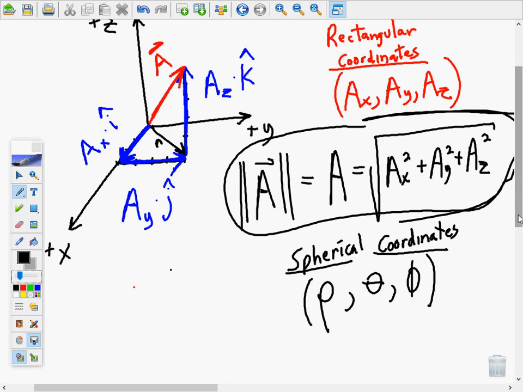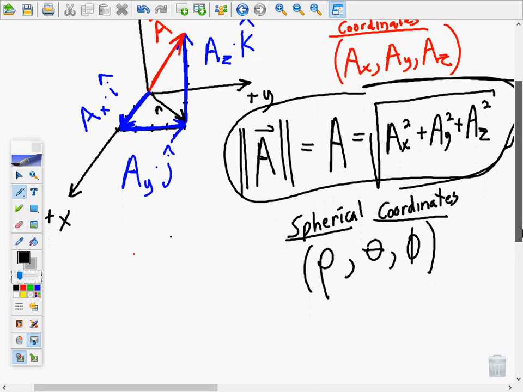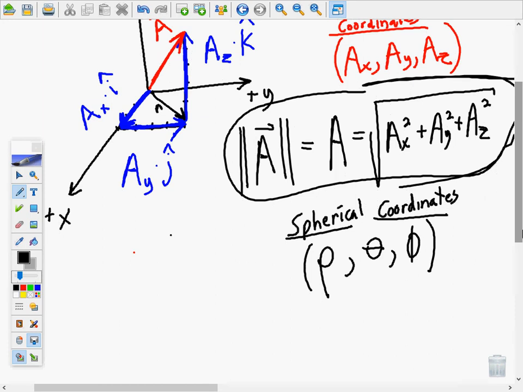How do you pronounce this? So, rho is just the symbol for the magnitude of vector A. You know, this length right here. The magnitude of vector A, that's what rho is.